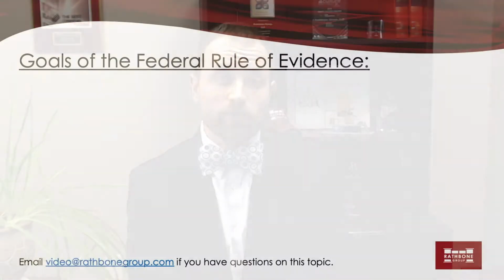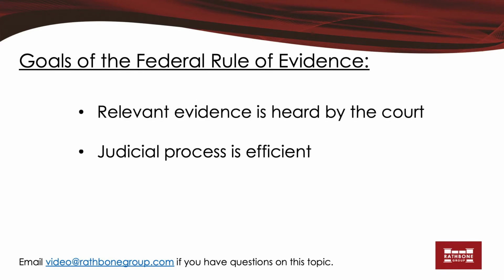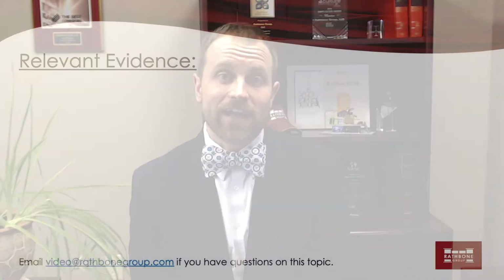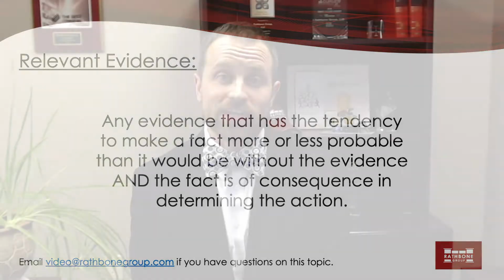The goals of the Federal Rules of Evidence are so that relevant evidence is heard by the court, so that the judicial process is efficient, and so that the process is fair to the parties. Important to this is hearing relevant evidence. And relevant evidence is defined as any evidence that has the tendency to make a fact more or less probable than it would be without the evidence, and the fact is of consequence in determining the action.